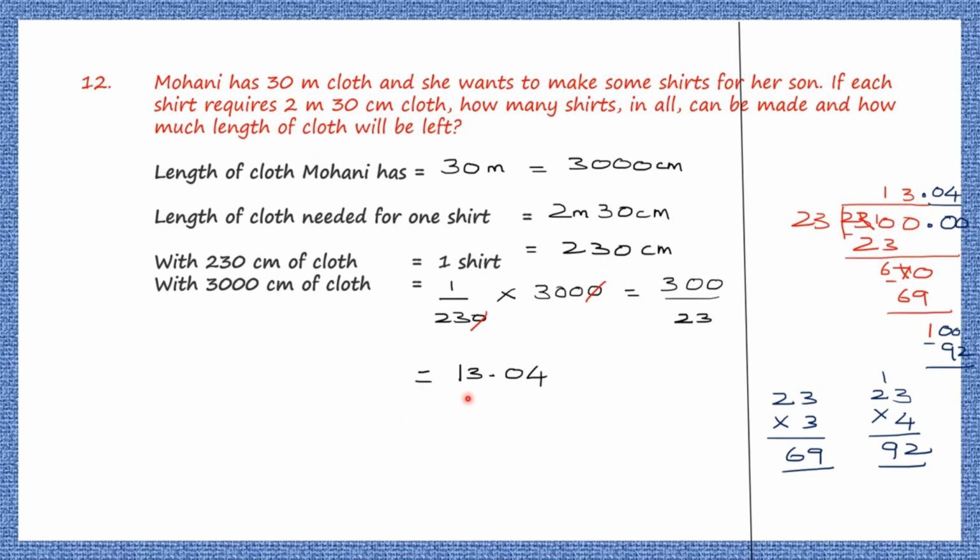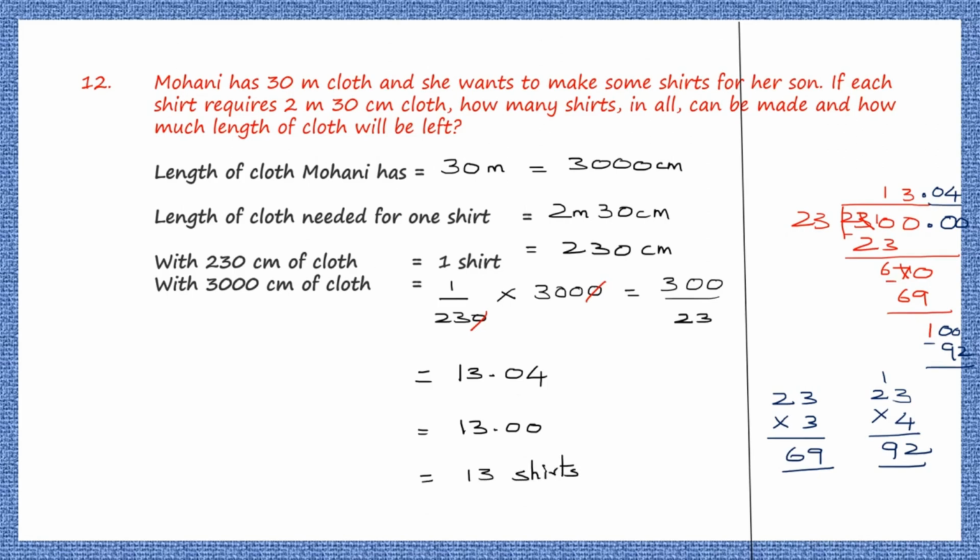If we have to round it off to the whole number, we have to look at the number after the point. If the number after the point is less than 5, this will not change. So 13 will remain as it is because the number after the point is less than 5. So all those digits will now become zeros. So this is 13, or with 3000 centimeters of cloth, we are able to get 13 shirts. So let's write that down. We are able to get 13 shirts now.